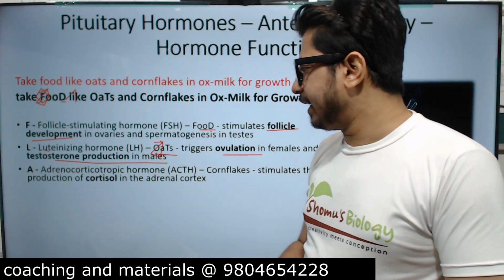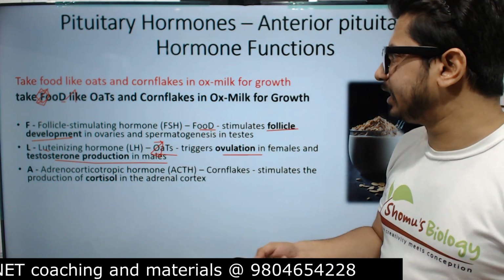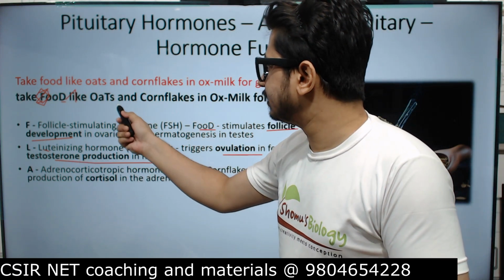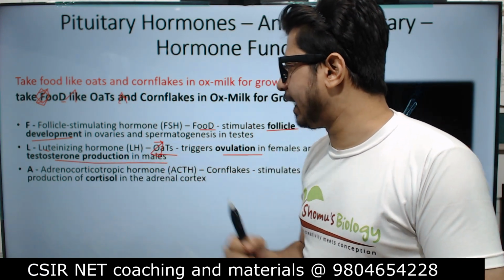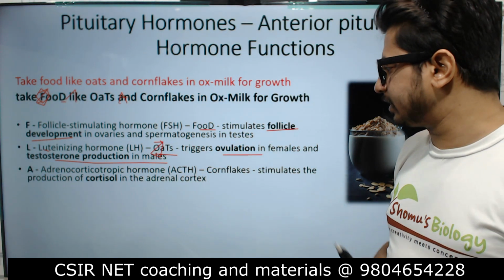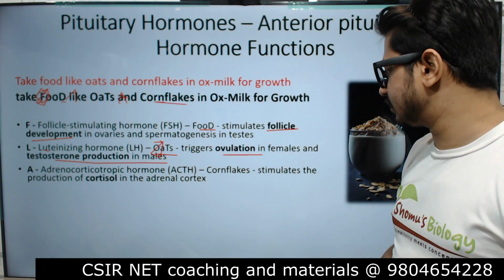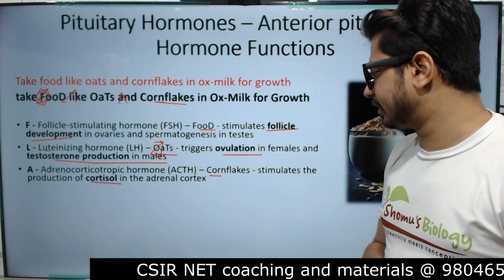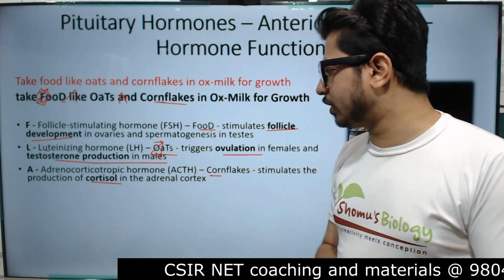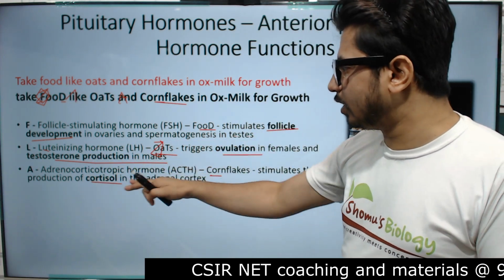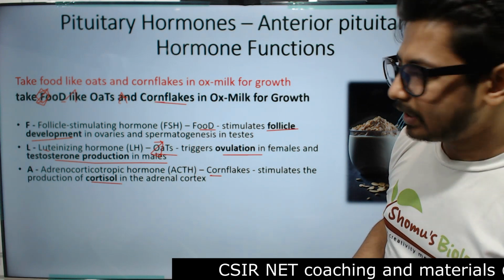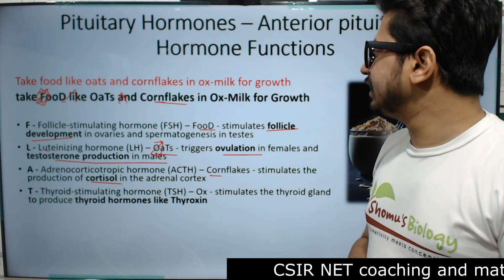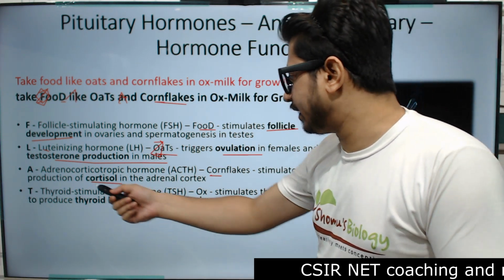Next one, A, adrenocorticotropic hormone, ACTH: oats and cornflakes, right? A for adrenocorticotropic hormone, ACTH, goes with cornflakes. Cornflakes, corn, COR, cortisol. It stimulates the production of cortisol in the adrenal cortex. That's the job of adrenocorticotropic hormone. Next, in ox milk: cornflakes in the ox milk. T for thyroid stimulating hormone.